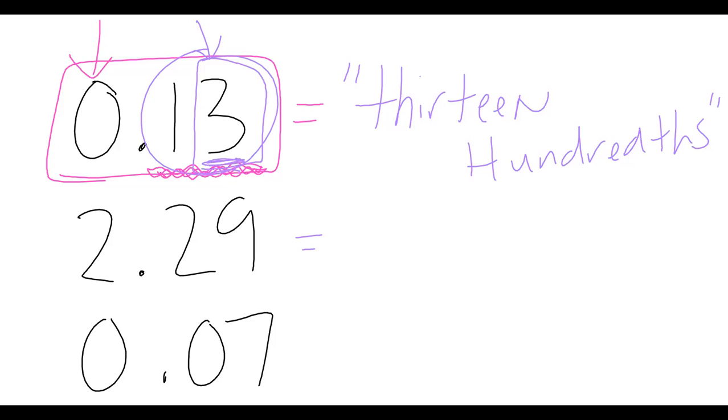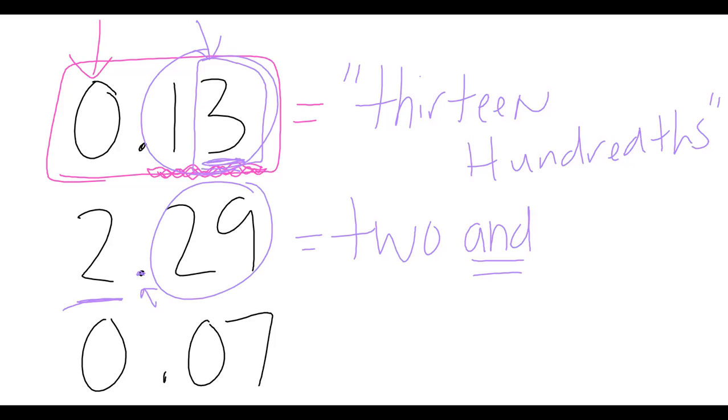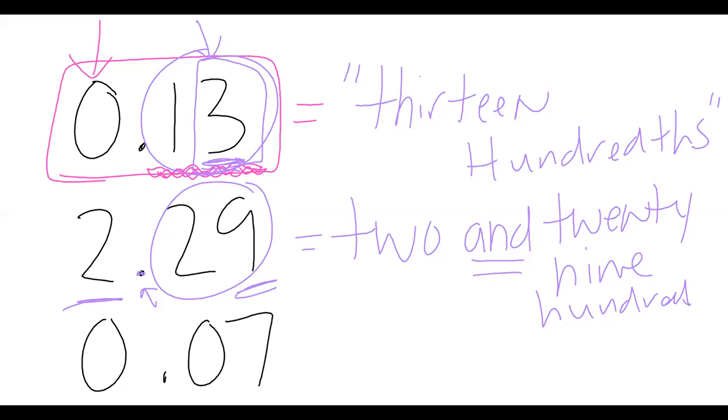So let's try this one. This time I do have a whole number. I have the number 2. And then we have this decimal. Well, the decimal says something. It actually says the word and. If you remember when we talked about whole numbers, when we read whole numbers, we don't say and. And now we get to say it. So here's 2 and, and then again, what does that say? Well, it says 29. And then the place value, hundredths. So it's all kind of squeezed in there, sorry. 2 and 29 hundredths, right?